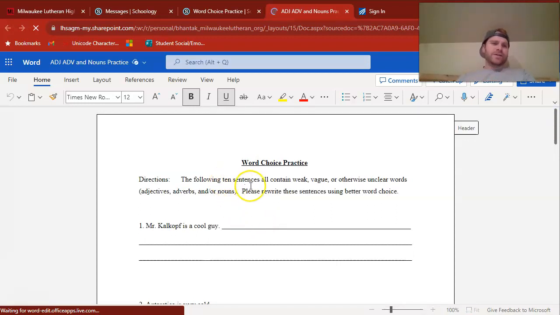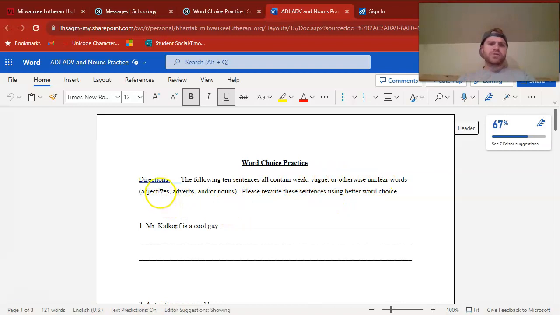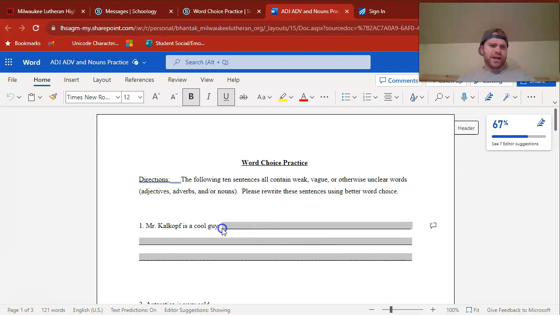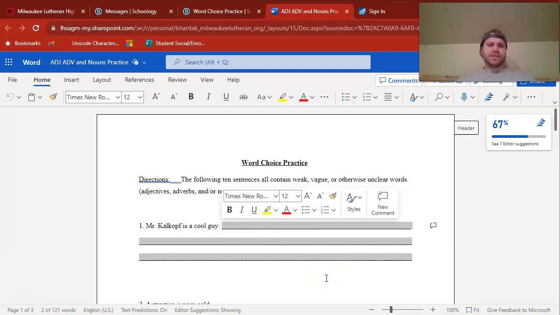As it says, the following 10 sentences all contain weak, vague, or otherwise unclear words. We're mostly just dealing with adjectives, adverbs, or nouns here. Please rewrite these sentences using better word choice. Best way to do this on your end is actually to just get rid of the lines. You might highlight each line and just type in your sentence.